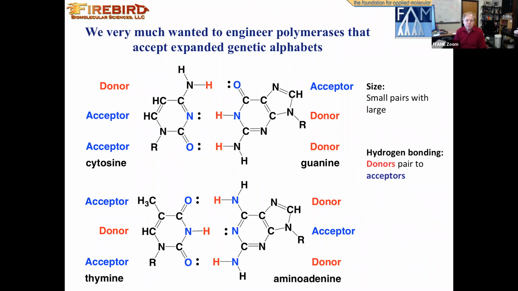And then you have hydrogen bond donors and acceptors. Here the donors are in red, the acceptors are in blue, and they are matched. So cytosine is a small thing with the hydrogen bond donor-acceptor matching the acceptor-donor, blue, red, on the big thing. And I have actually put here aminoadenine instead of adenine.